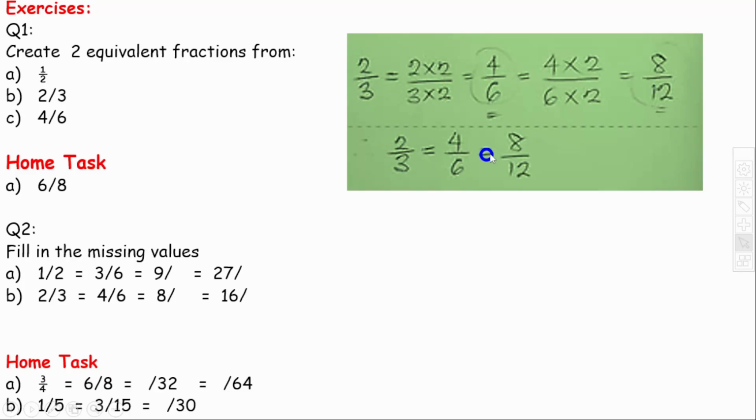So 2 all over 3 is equal to 4 all over 6 is equal to 8 all over 12. These are all equivalent fractions.